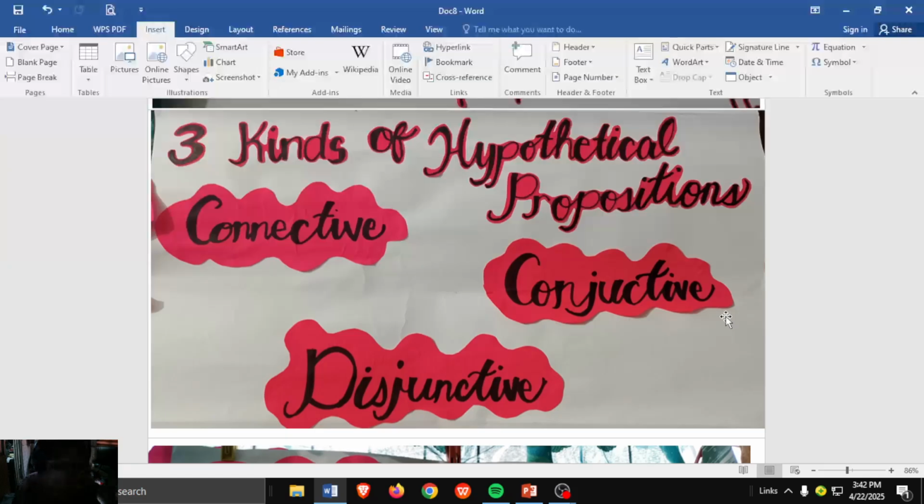Lastly is the disjunctive. A disjunctive presents two or more alternatives, stating that at least one of them must be true, often using either-or. For example, either it will rain or the sun will shine. In another definition, a disjunctive is a statement that asserts that one or more of its alternatives is true. So it is saying that at least one of the statements is true.